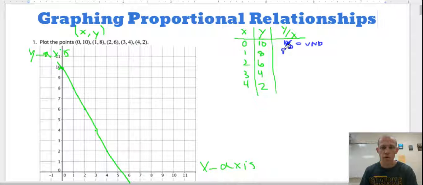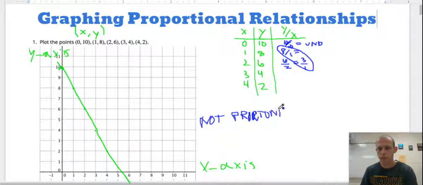Let's try 8 divided by 1 instead. Actually, that's simplified, so I can't do anything about it. 6 divided by 2. That would be 3 over 1. And right away, we see these do not match. So this does not have a constant of proportionality. This is not a proportional relationship. Okay, so it's not proportional.